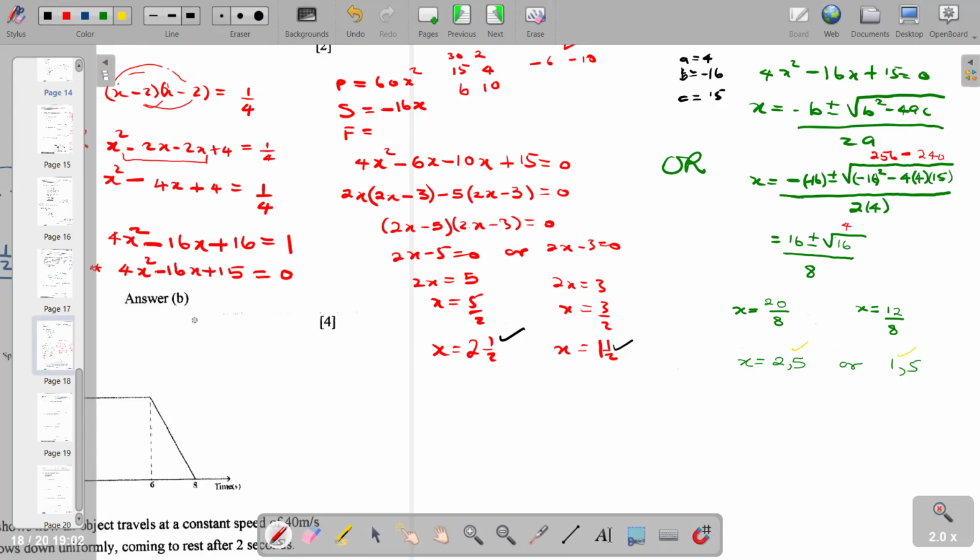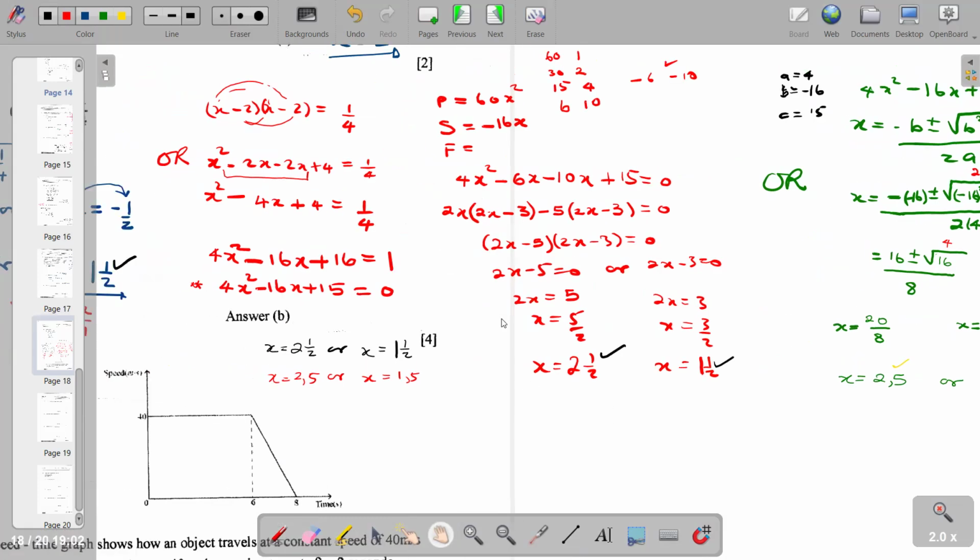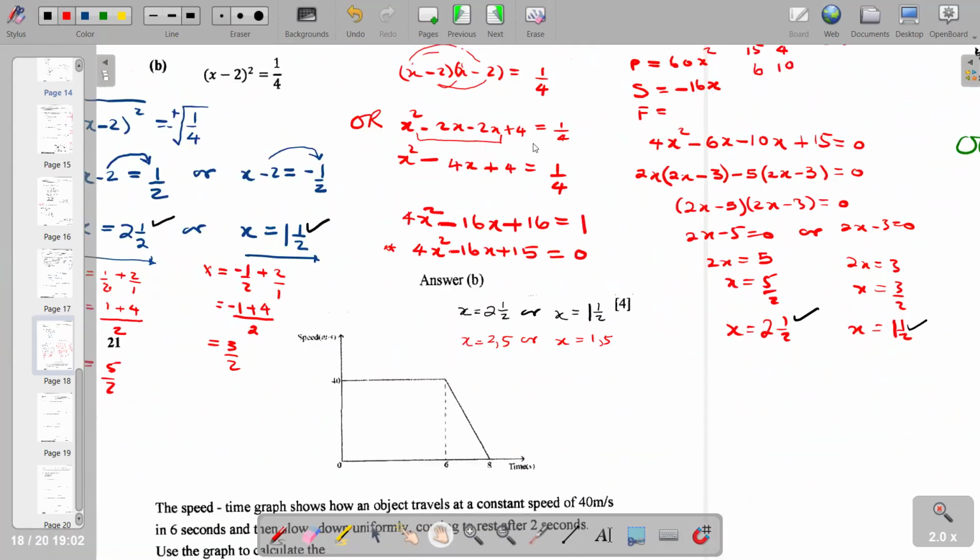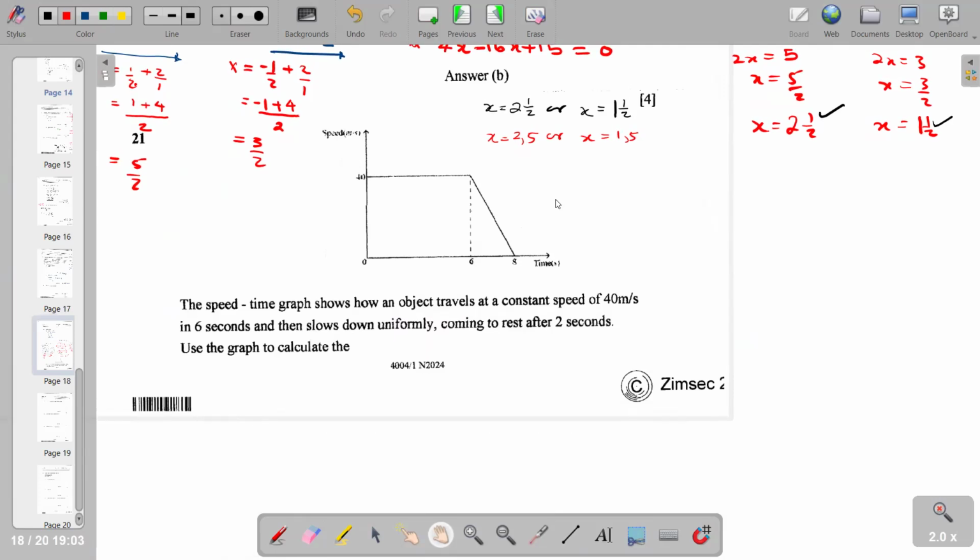So eventually you are supposed to write that here your x is equal to 2.5 or x is equal to 1.5, which you can write as decimals. So you were supposed to use any method that you are comfortable with. Since they have not told you which method to use, they just said solve. But you have to pay attention to detail. Sometimes they give you the specific method to use.